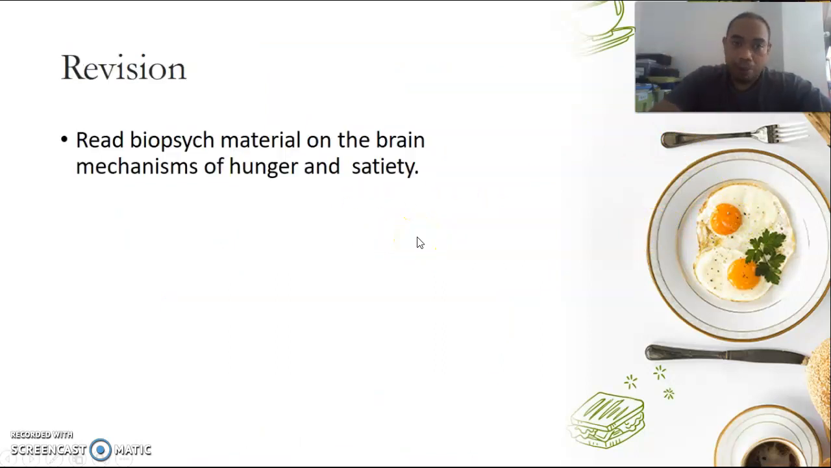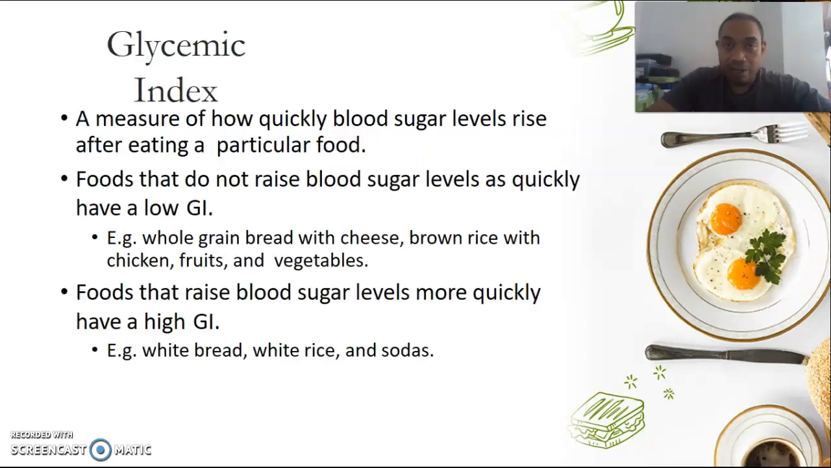Okay, read the biopsychology material on the brain mechanism of hunger and satiety. By having said this, it will be good for you to know about these things, but I will not use it in the final exam. It's just for your knowledge.